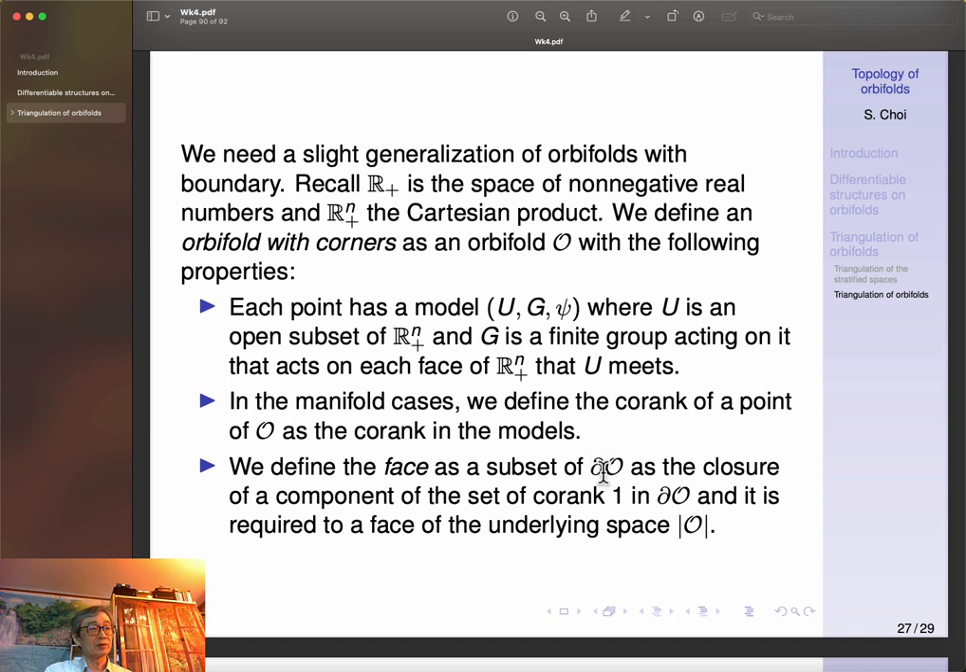So if you have an orbifold with corners, then a face is a subset of co-rank 1, so it will just be modeled on R^(n-1) times some R+ here. So those will be the faces of R^n_+.